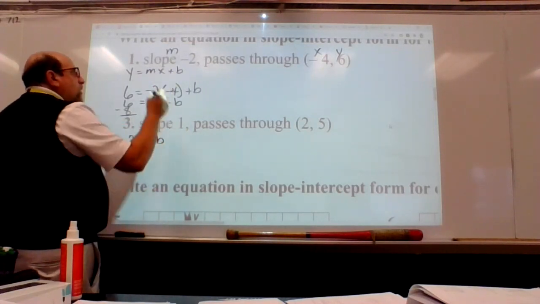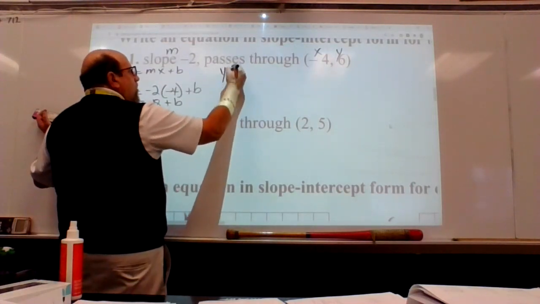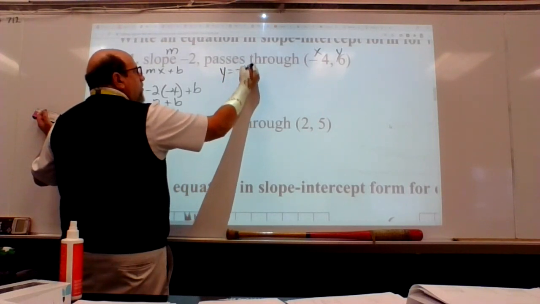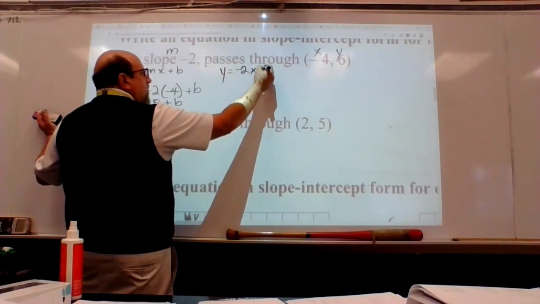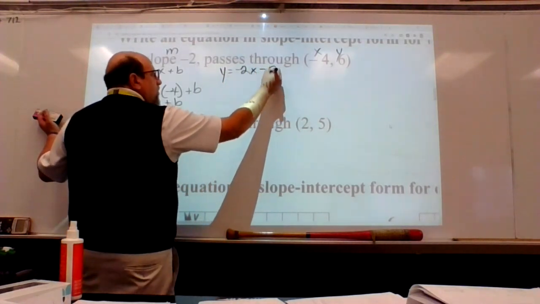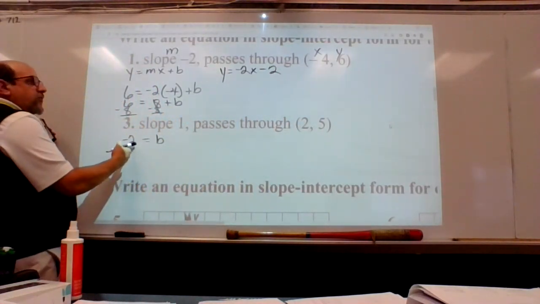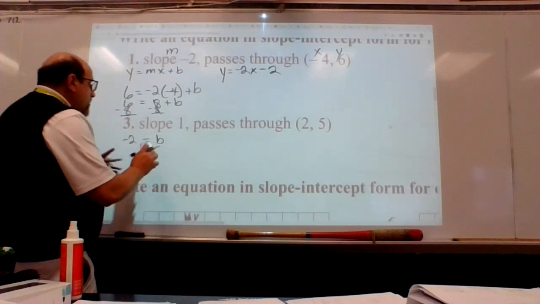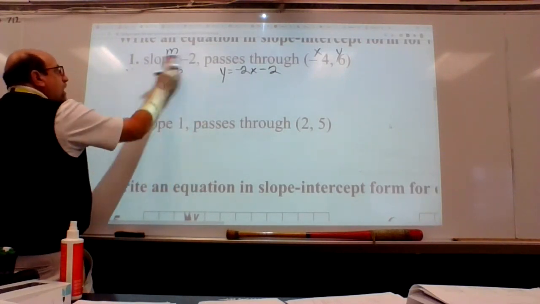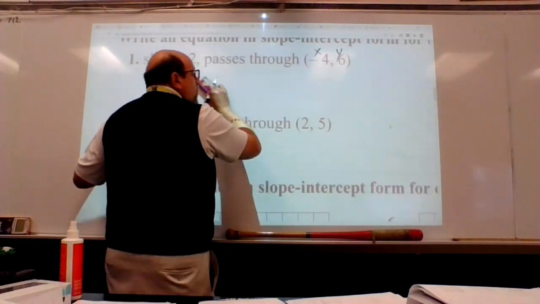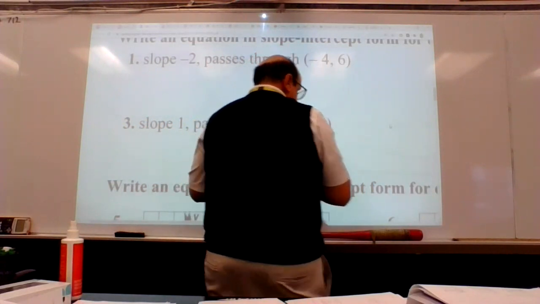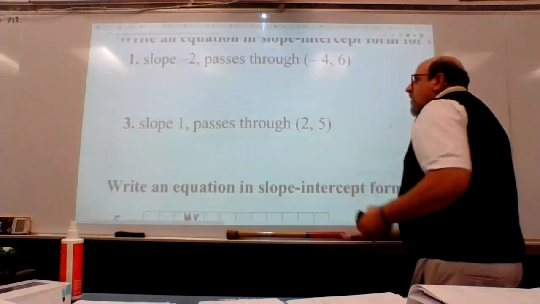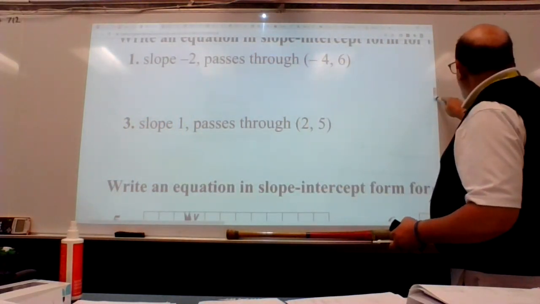Now we know. Let's rewrite. y equals -2x minus 2, because we found a -2 for b. There it is. That's all there is to it. But let's go ahead and take a look at what we can do when we're given graphs instead of just numbers on a page.